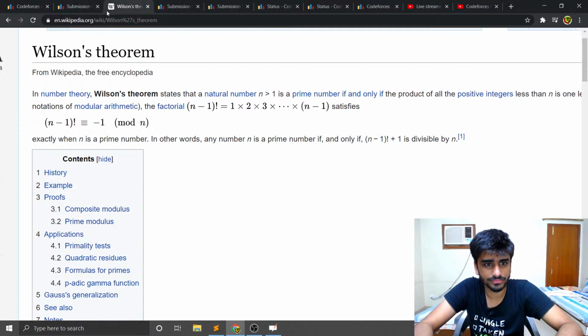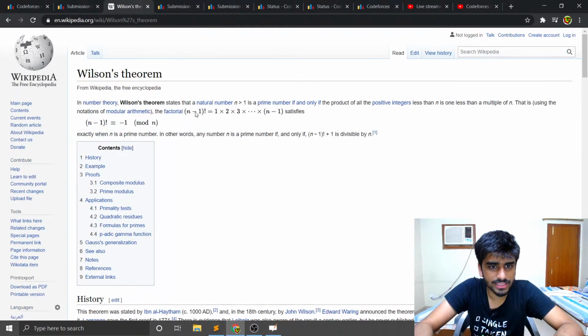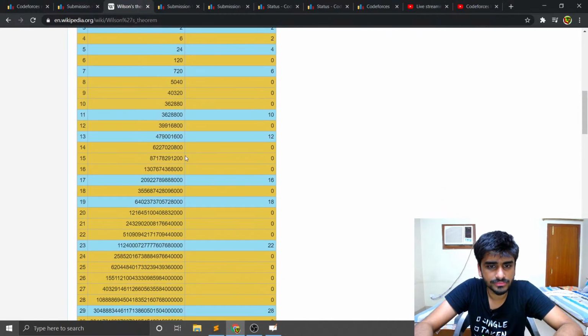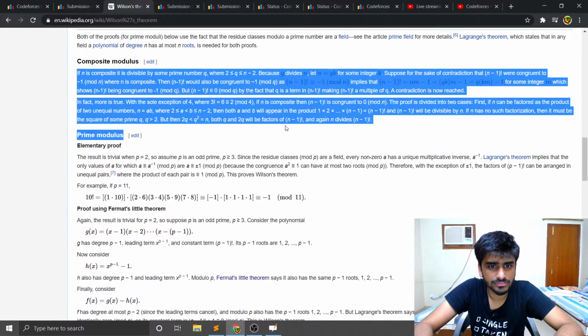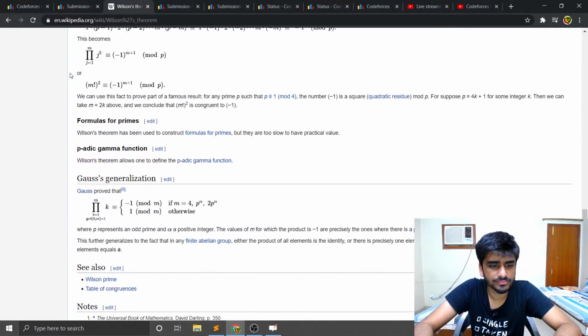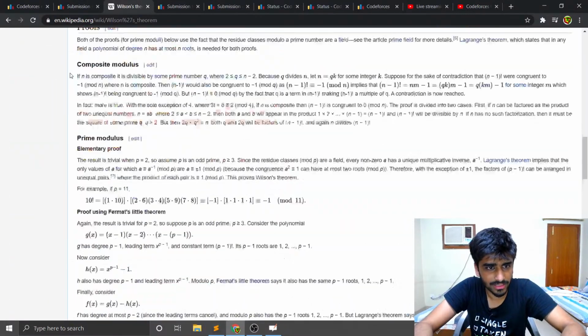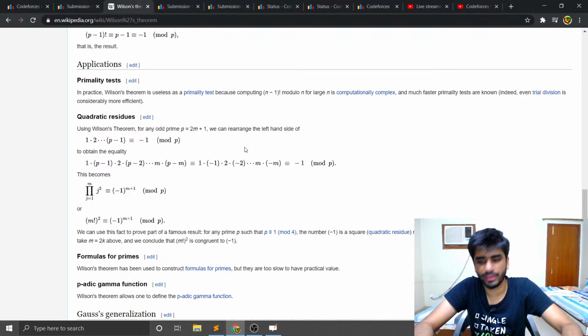Okay. Maybe there is an extended version here. Like they only say it for prime numbers, they don't say anything for composite numbers. I don't know. I'll look into it later. It's used as a primality test. Okay, yeah, no point.